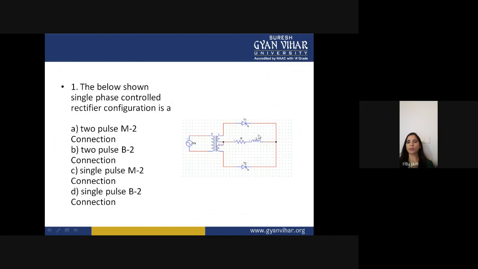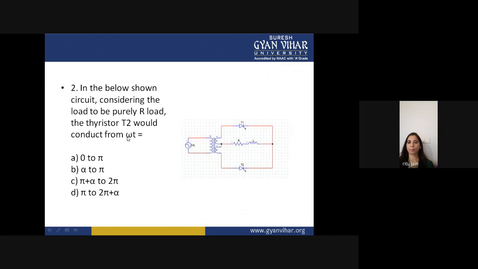So this is your single pulse midpoint connection or two pulse midpoint connection. You are getting output voltage for positive and negative cycle as well, so this is your two pulse midpoint connection. Second, in the below shown circuit, considering the load to be purely resistive, the thyristor T2 would conduct from, so this is your midpoint converter, and the thyristor T1 which was conducting from alpha to pi. Okay.